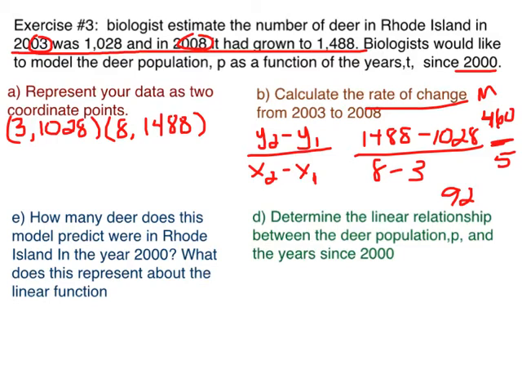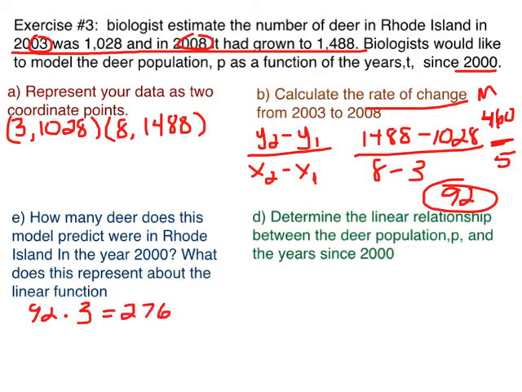So how many deer does this model predict were in Rhode Island in the year 2000? What does this represent about the linear function? So we found out that the deer increased by 92 per year. I want to know how many deer were there in 2000. Well, from 2000 to 2003, that was 3 years. So I'm going to have to say 92 deer per year times 3, which is going to give me 276.